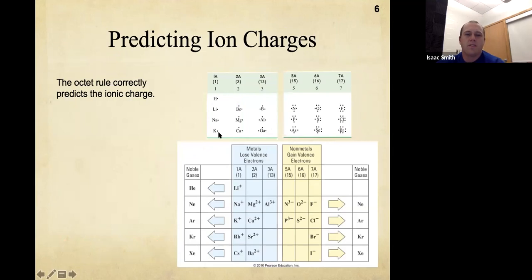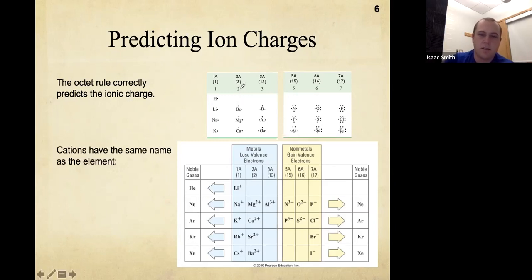Okay. So predicting the charges, right? We want to know, if we just look at an element, how can we know what the charge would be? Okay, so we talked about this a little bit before, but in the first group, all of these want to lose an electron. When they do that, they achieve a noble gas electron configuration. So they want to lose an electron, okay? They lose an electron, they move over to the noble gas configuration. And by losing 1 electron, they become positively charged.